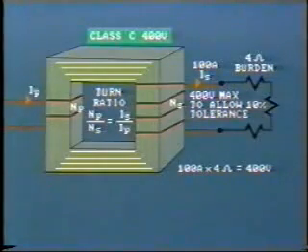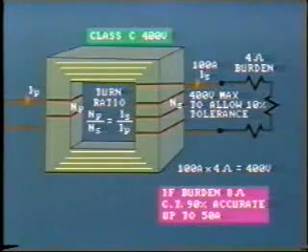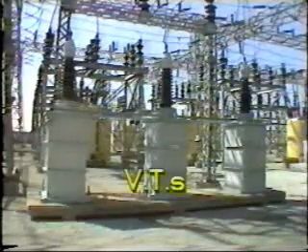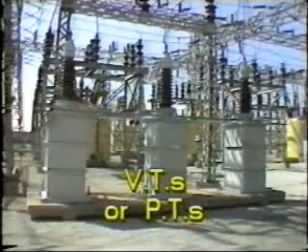For the same CT, if the burden is 8 ohms, the CT would only retain 90% accuracy for up to 50 amps, that is 10 times rated. Now let's turn our attention to voltage transformers, VTs. In many areas, these are called potential transformers, PTs. Either term is recognized and understood.